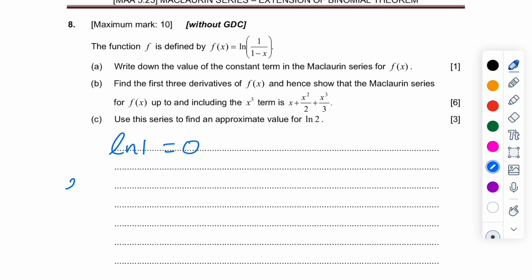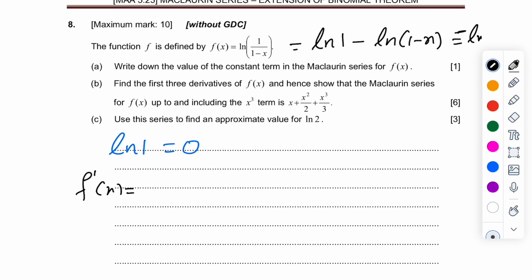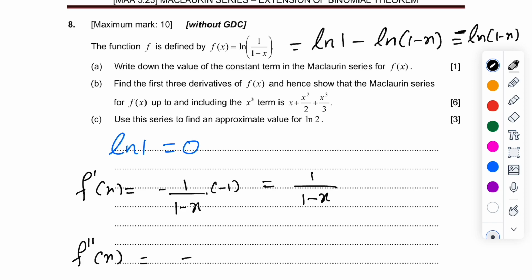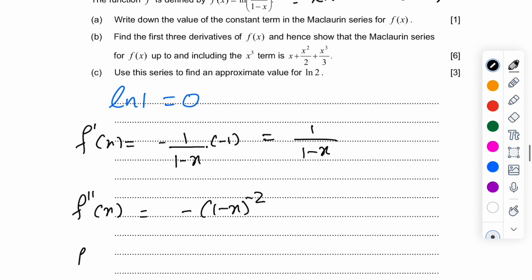So my first derivative is going to be, you can write ln 1 minus ln of 1 minus x. So it is nothing but minus ln of 1 minus x. Its derivative will be minus 1 upon 1 minus x times minus 1. So it is 1 upon 1 minus x, the first derivative. What will be the second derivative? (1 minus x) to the power of minus 2. What will be the third derivative?